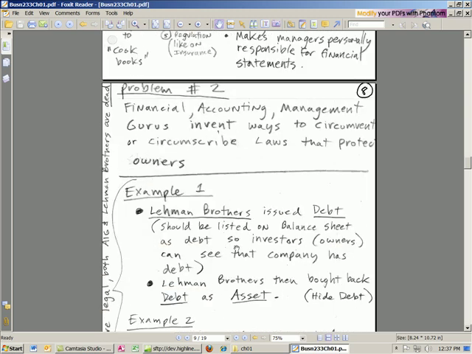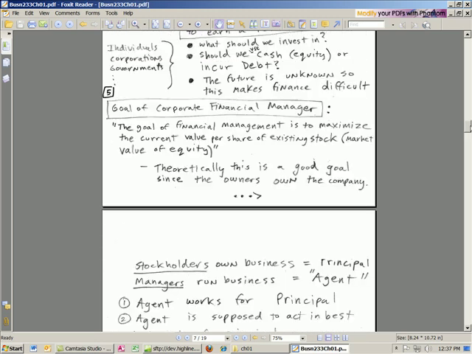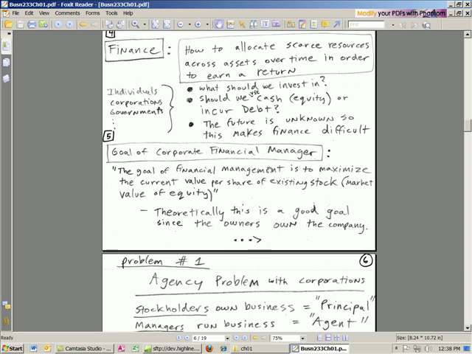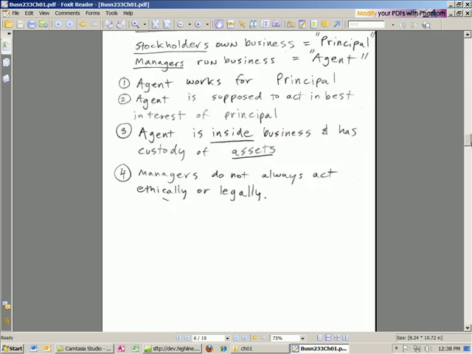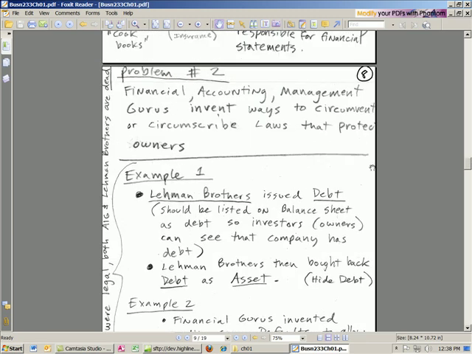All right, problem number 2. Remember, we're talking about the goal of financial management, which is simply to maximize the current value of stock. So maximize stock value. Okay, problem number 2. Financial, accounting, management gurus. All these are different. There's financial gurus, accounting gurus, management gurus. They always invent ways to circumvent or circumscribe the laws that protect the owners.